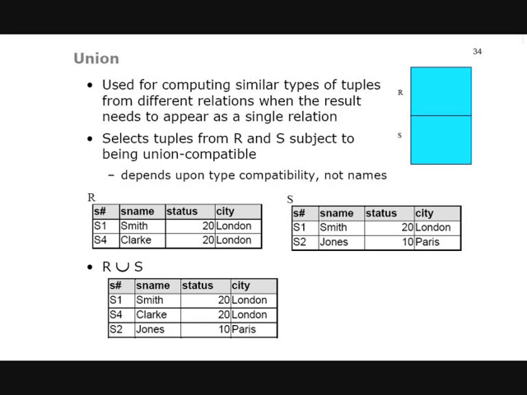The important thing with the union, the intersection, and the set difference is that they have to be applied to what we call union compatible relations. Two relations are union compatible if they have the same attributes drawn from the same domain. So that means that I need to have an S number, an S name, a status and a city in both in order to be able to compute the union, the intersection, or the set difference. So if this relation didn't have a status and city, for example, I could not say R minus S because they don't have the same attributes drawn from the same domain.